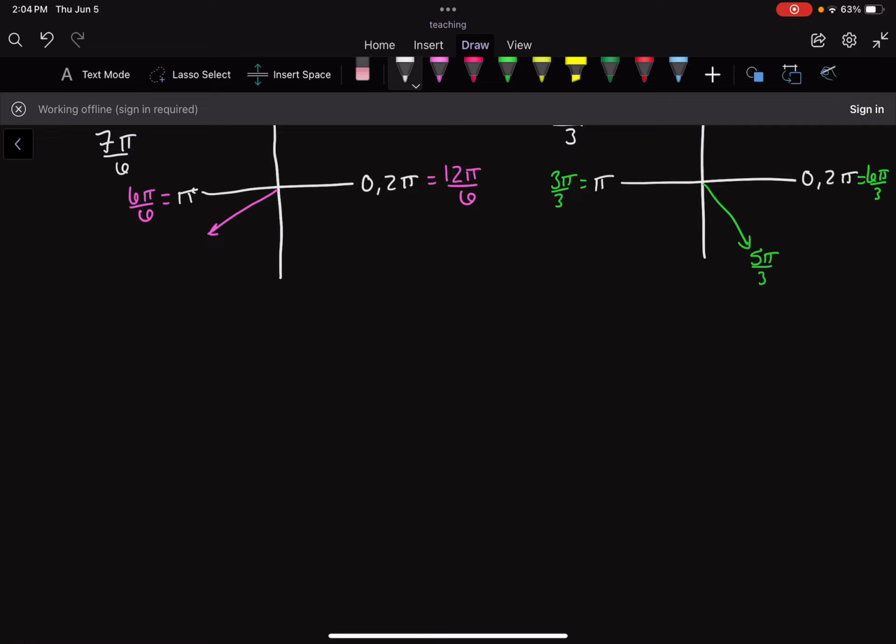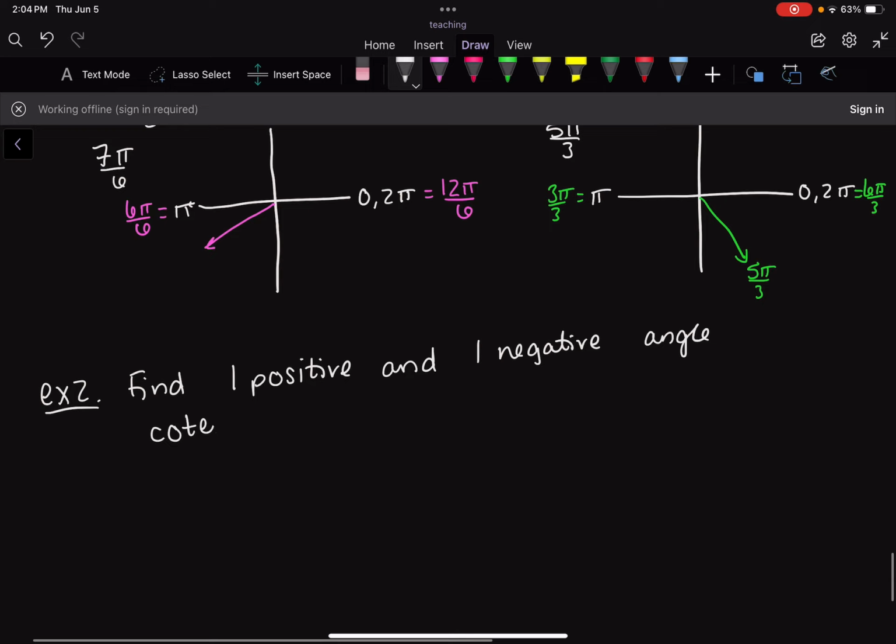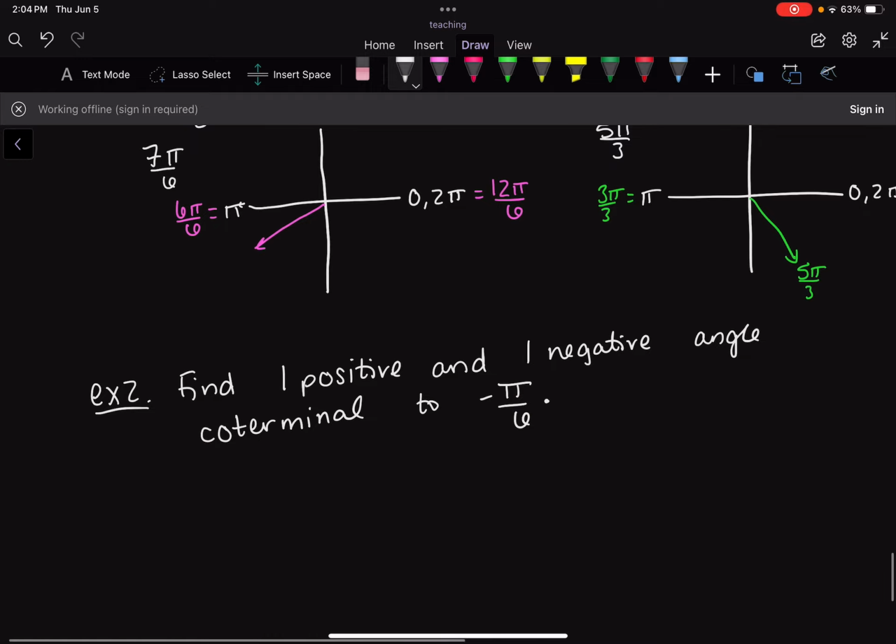Alright, I am going to move on a little bit now. So now we're going to move on to talking about coterminal. So example 2, I'll just say find one positive and one negative angle coterminal to, and we'll just do, let's do negative pi over 6.